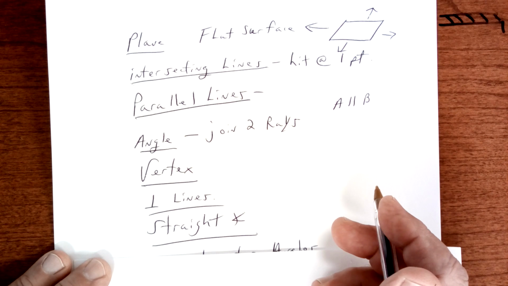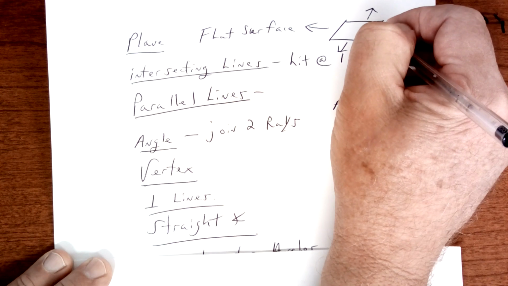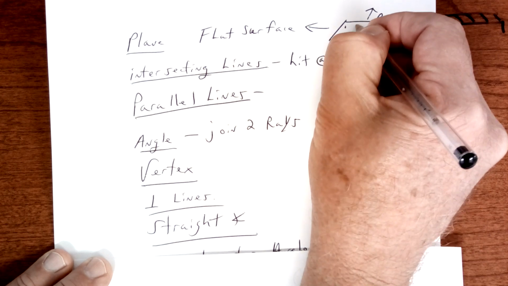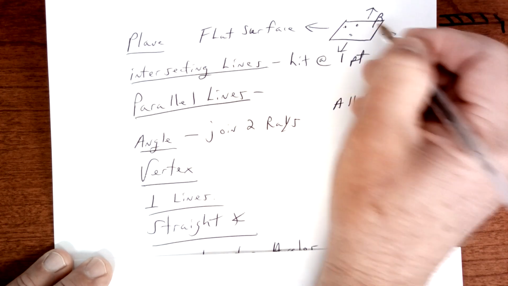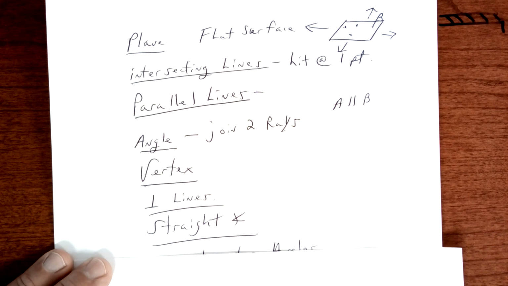There's no thickness. You can name this by a fancy letter like a fancy B. You could say plane B. Or you can name it by three non-collinear points. You could say plane A, B, C. Okay? They have to be crooked.